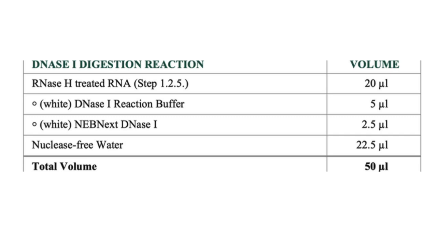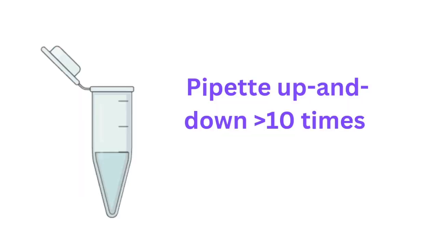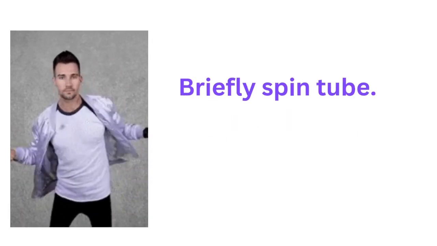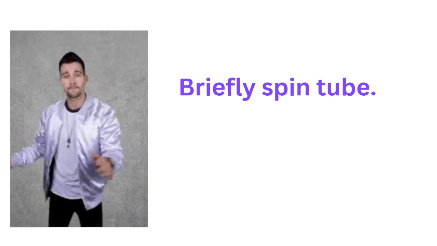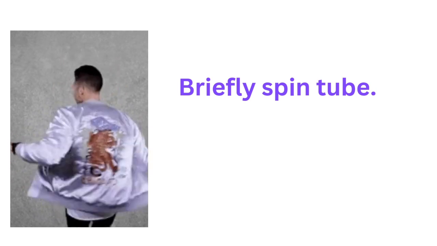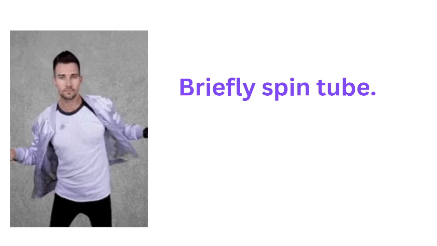Again, we want to mix really well, so we will pipette up and down at least 10 times. Then, because we've been moving the solution around, we're going to briefly spin it just to collect everything into the tube nicely before we incubate it in a thermocycler for 30 minutes, this time at 37 degrees, and we can have the lid off, or if we're having the lid on, then put it on 40 degrees Celsius. After this 37-degree incubation, we want to just briefly spin down again just to collect everything into the tube in case there was condensation, and we're going to proceed immediately to RNA purification.